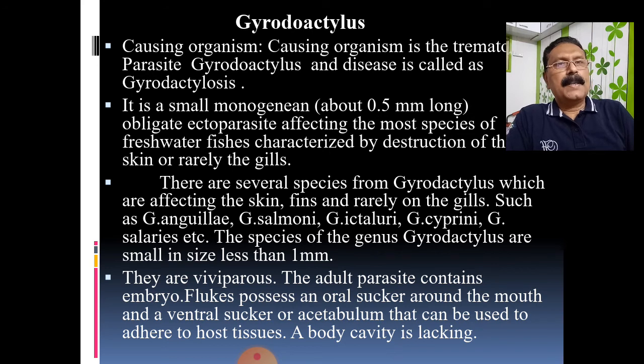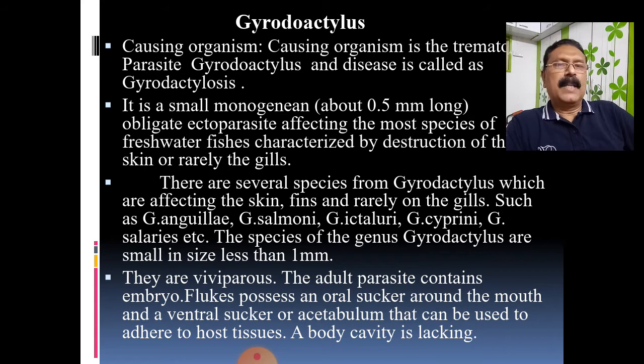So previously we have seen Dactylogyrus, and it has a similar structure because both are trematodes. Dactylogyrus was a trematode, and this one, Gyrodactylus, is also a type of trematode, and therefore it has a very similar, resembling structure to Dactylogyrus.